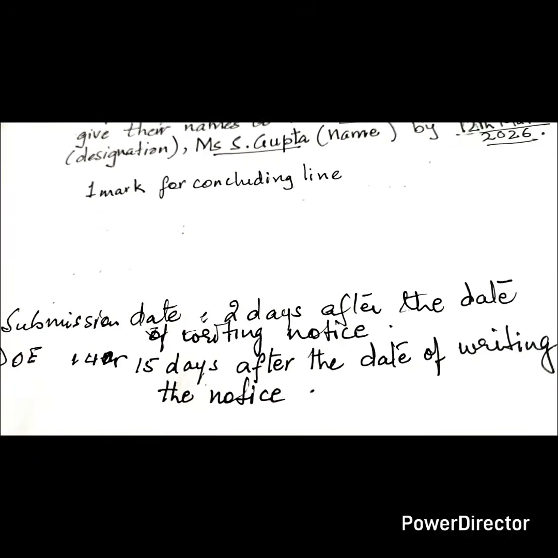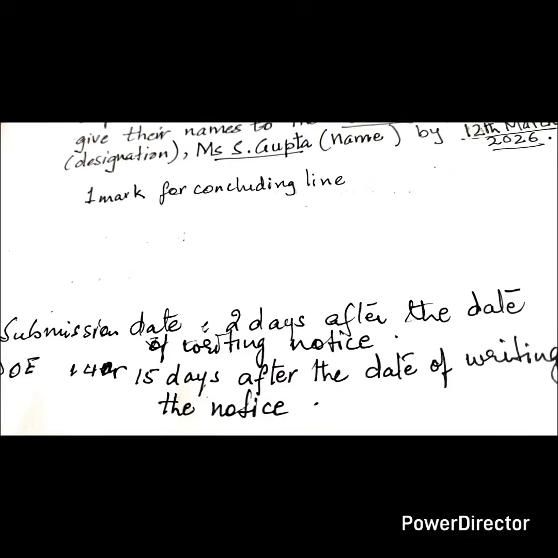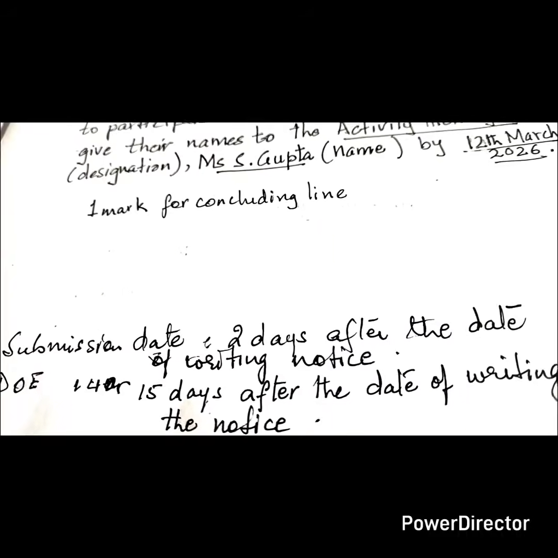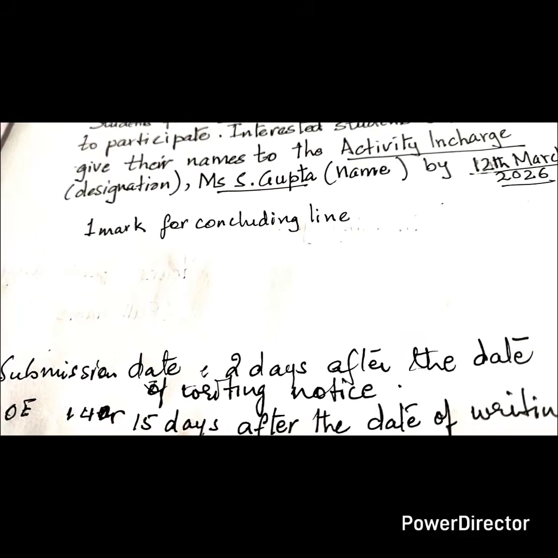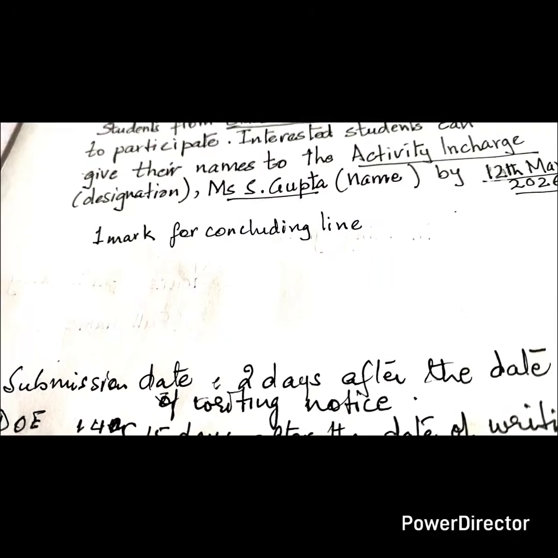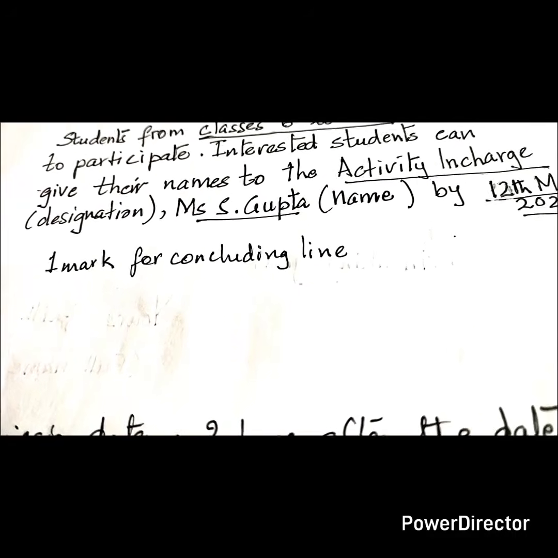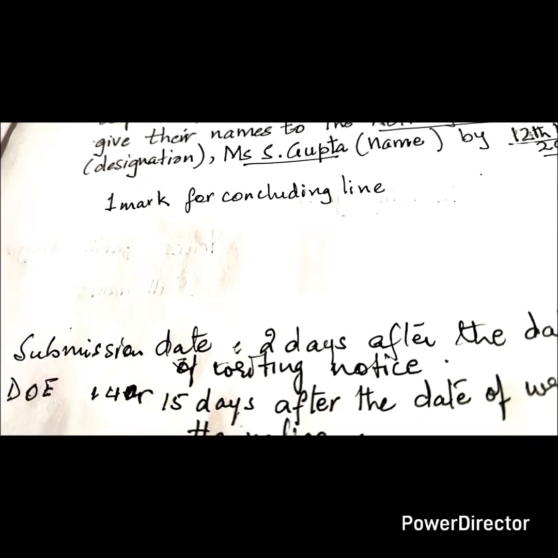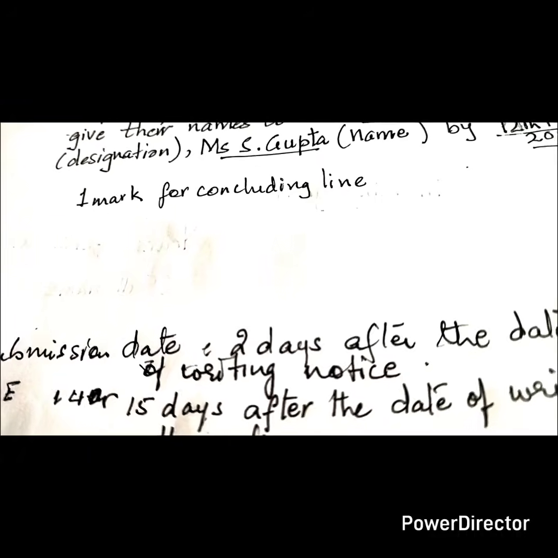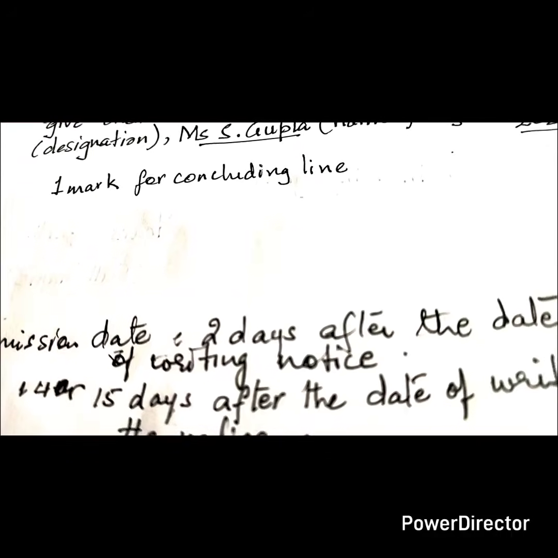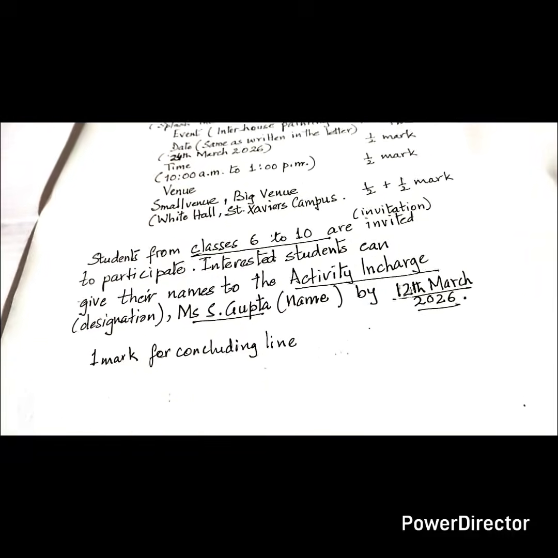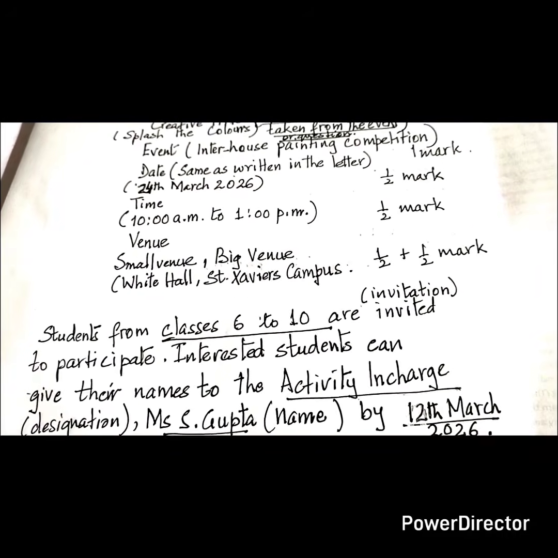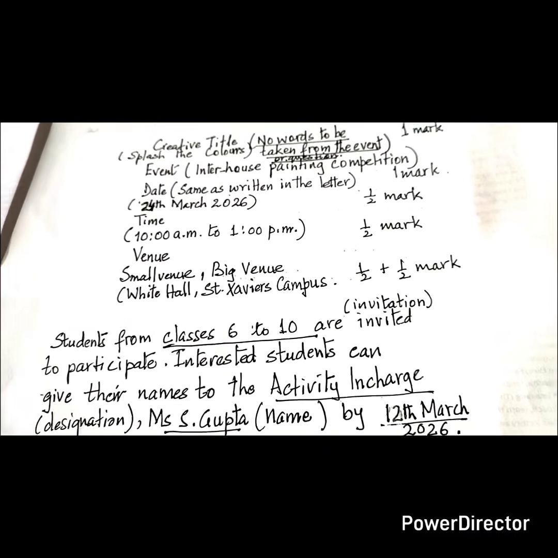I again repeat, the submission date is 2 days after the date of writing the notice. So you wrote the notice on the 10th. So the submission date is 12th. And the date of the event is 14 to 15 days after the date of writing the notice. So this is how your notice looks like.